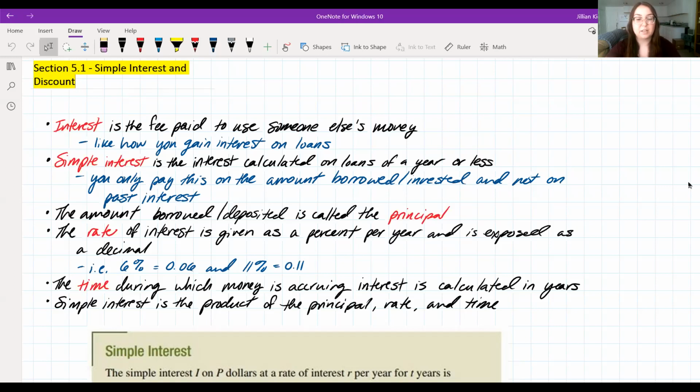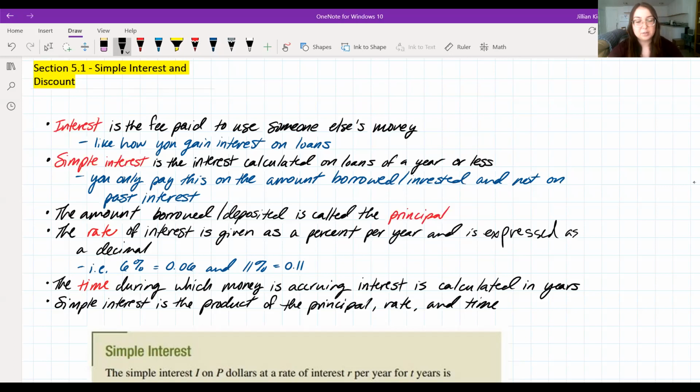Then we have the rate of interest is given as a percent per year and is expressed, not exposed, I don't know why that's written there. Let's fix that real quick. There you go, not exposed, expressed as a decimal. So an example, if we had 6%, this would be 0.06, or 11% would be 0.11. So we're just turning these percentages into decimals.